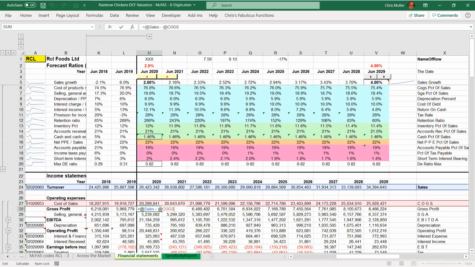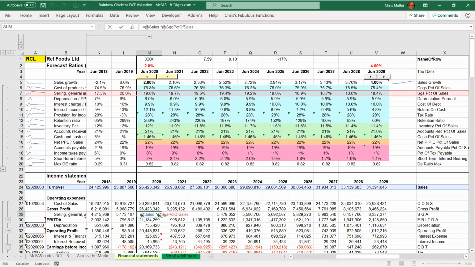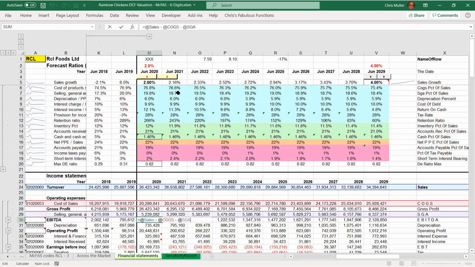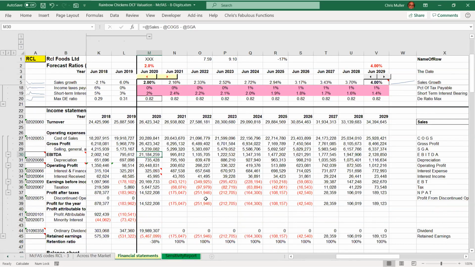How do we calculate gross profit? Sales minus COGS. How about selling? Sales times your selling line. It's really, really easy. EBITDA we know is sales minus your overheads minus your cost of sales. That's your EBITDA. Earnings before interest, tax, depreciation, and amortization.